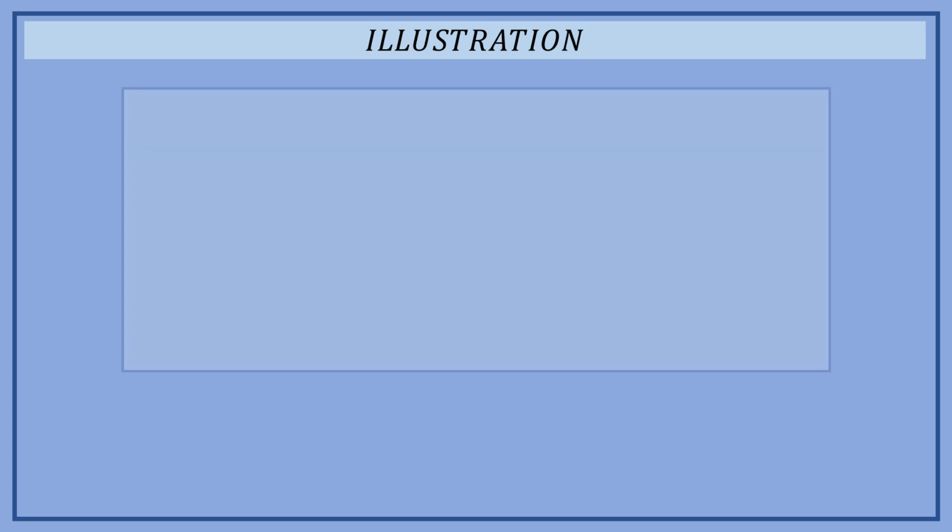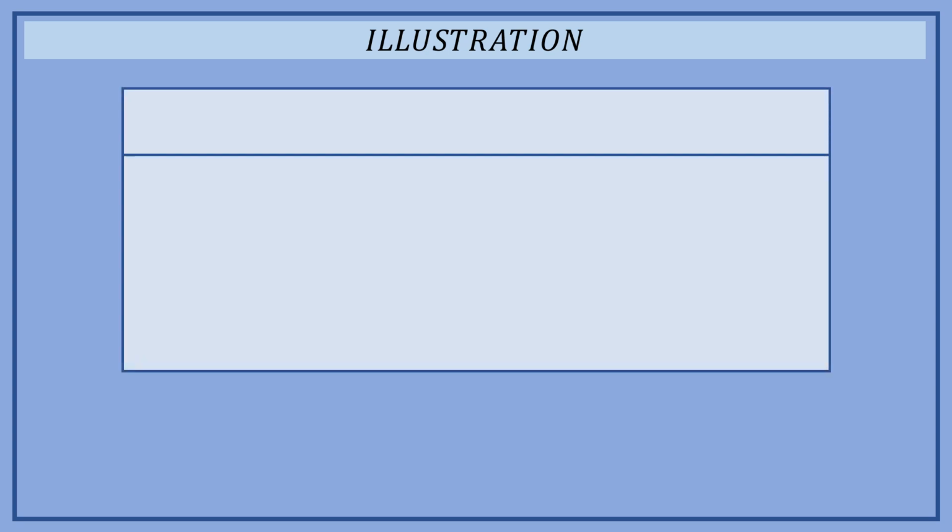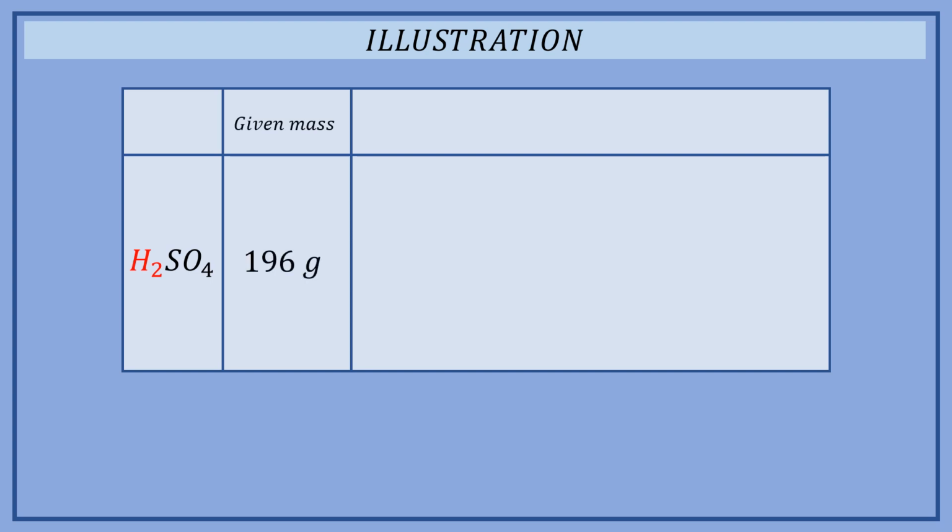As an illustration, let us take the example of H2SO4, whose given mass is 196 grams. Molar mass of H2SO4 is 98 gram per mole. Therefore, we can calculate the number of moles as 196 gram divided by 98 gram per mole. It will be equal to 4 moles.